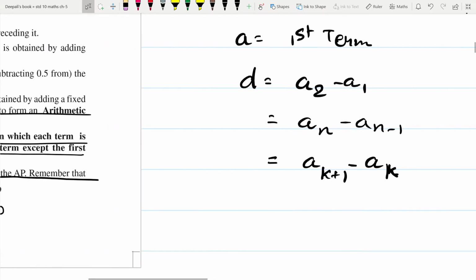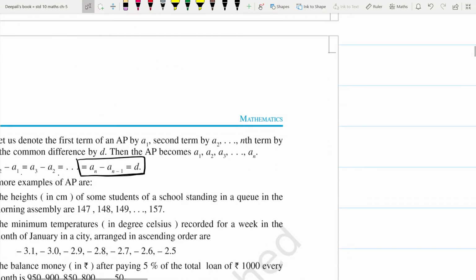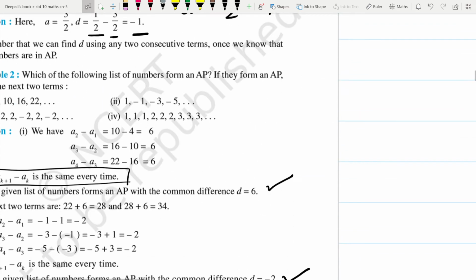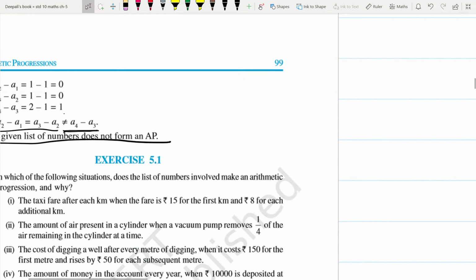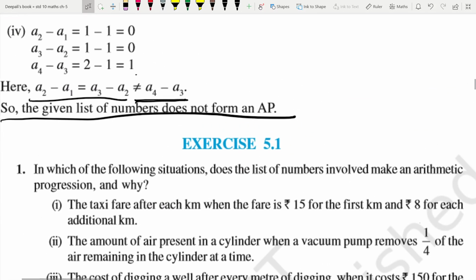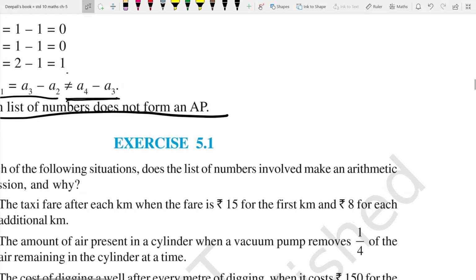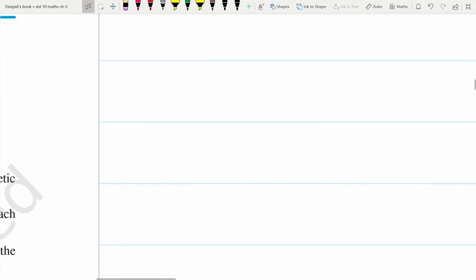Now let us see the exercise. In each of the following situations, does the list of numbers involved make an arithmetic progression and why? The taxi fare after each kilometer, when the fare is 15 rupees for the first kilometer and 8 rupees for each additional kilometer. So you have to check whether it is an AP or not. So very simple, you need to check.